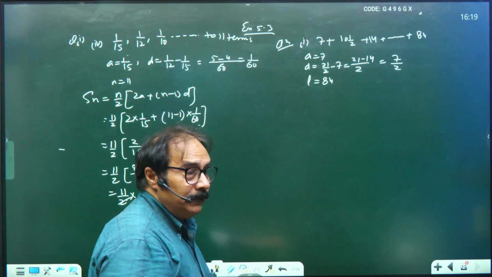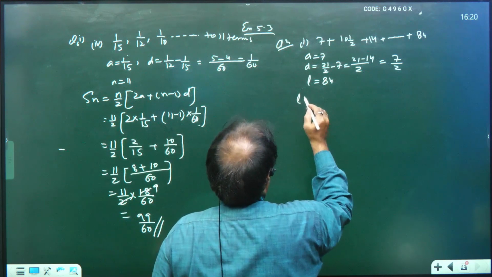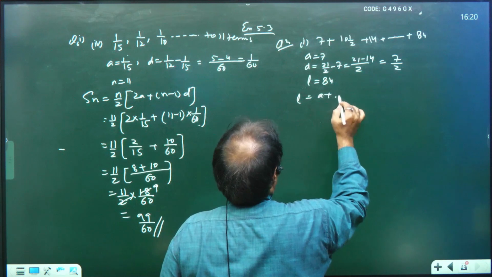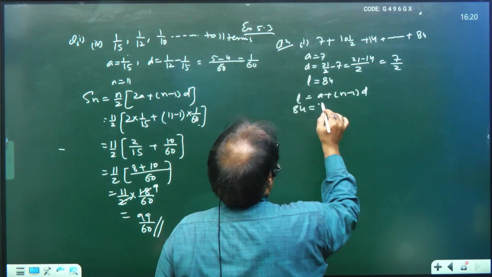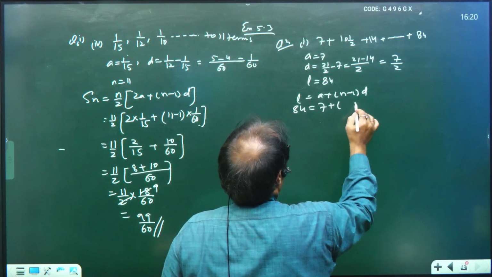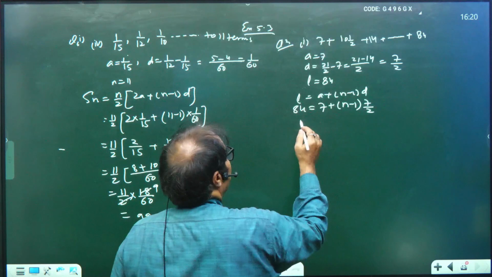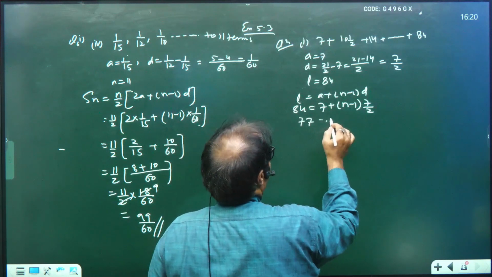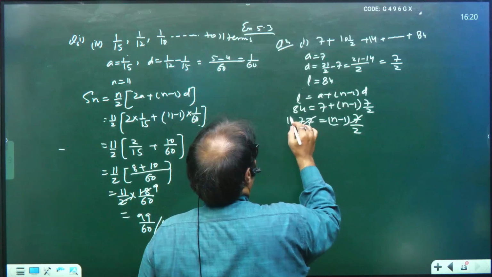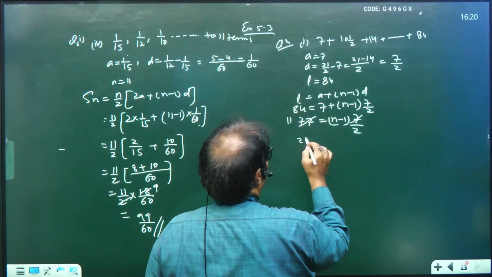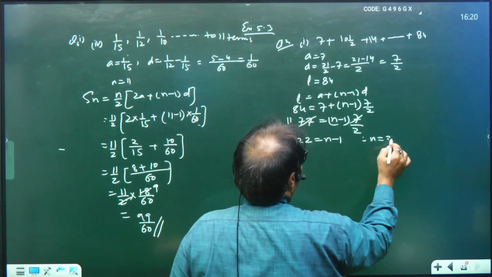The last term is given. So N we don't have, we want to find N first. To apply the formula, L is equal to A plus n minus 1 into D. L is 84, A is 7, N we don't have, and D is 7 by 2. So 84 minus 7, that is 77. n minus 1 into 7 by 2, 7, 11 cancel. 11 twos are 22 is equal to n minus 1. So therefore N is equal to 23.